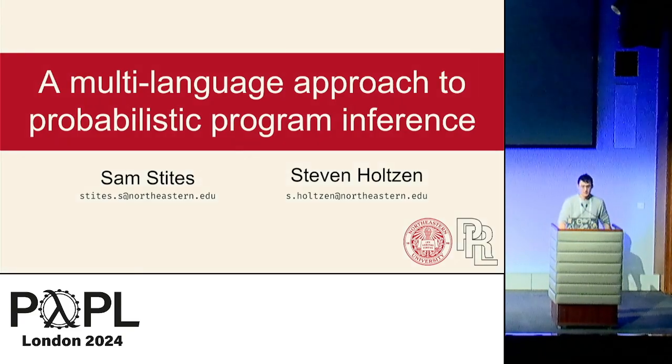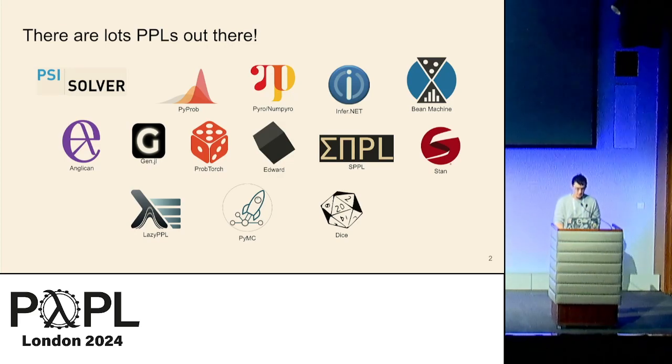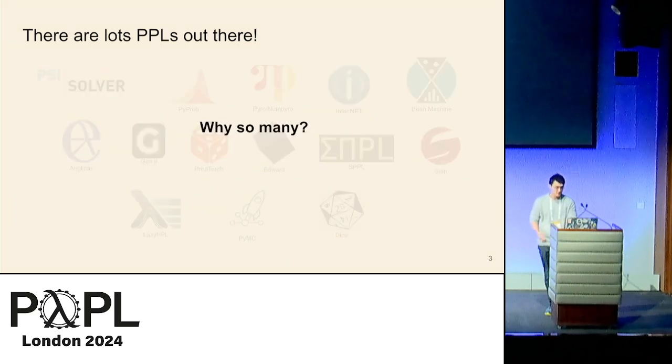Hi, my name is Sam Stites, and today I'm going to talk to you about a multi-language approach to probabilistic program inference. This is work with my advisor, Stephen Holtzen, at the Northeastern PRL. There are a lot of probabilistic programming languages out there, and a natural question that arises is, why are there so many?